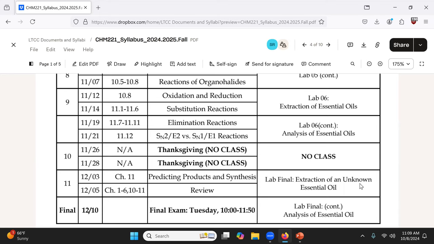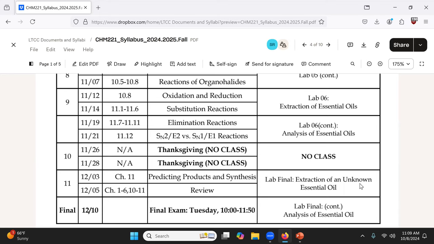And then the other thing is that a lot of those other unknowns have multiple components in them. There's not just one component that you get out of it. And so the analysis part is a little bit more of a guessing game, because I basically make it impossible for you to go look up what your compound is, because it could be one of 10 things.